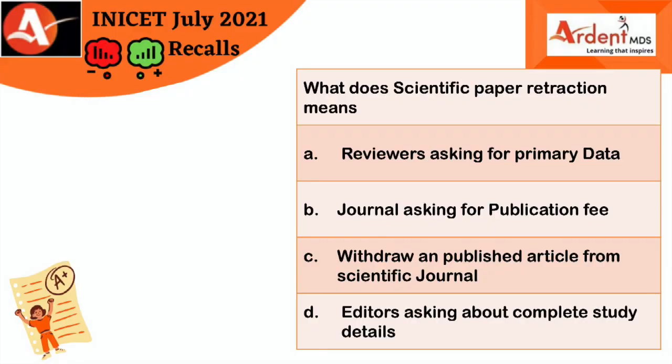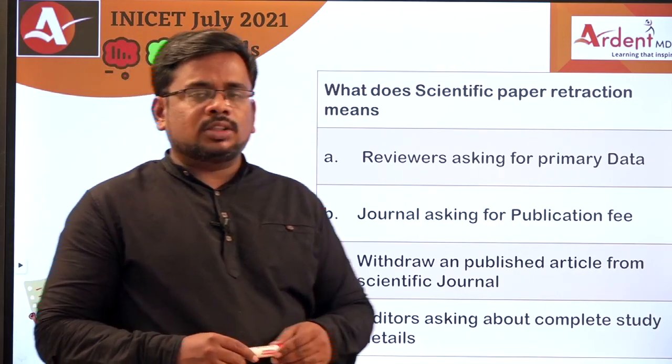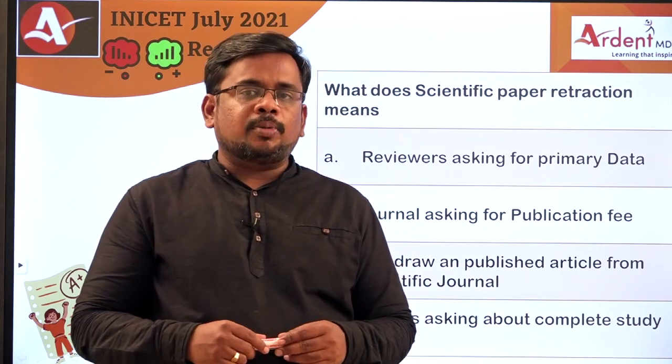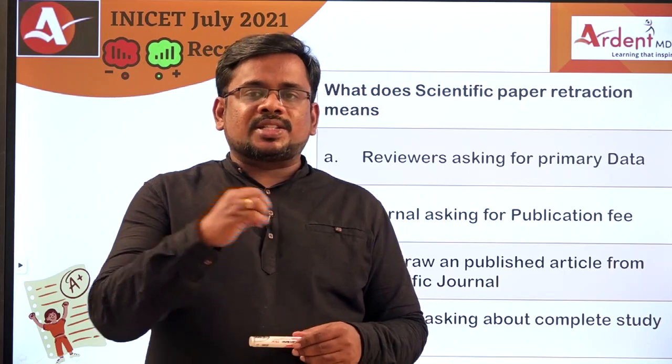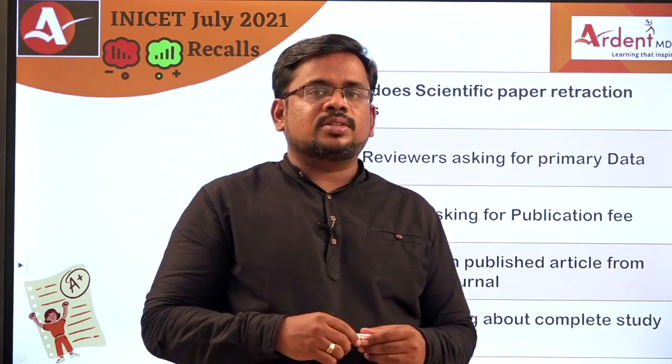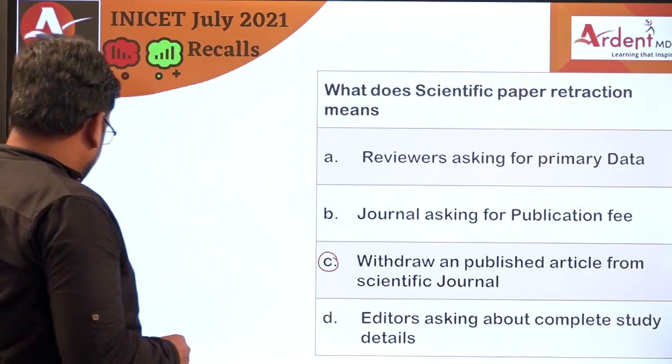The next question is about what scientific paper retraction means. The options are reviewers asking for primary data, journal asking for publication fees, editors asking about complete study details, but the answer is withdrawing a published article from the scientific journal, which is called paper retraction. Usually it happens when the author gives wrong or inappropriate data and it is proven by someone else. The article is just withdrawn from the published journal. So this is called paper retraction.